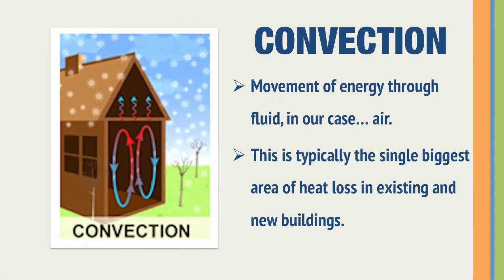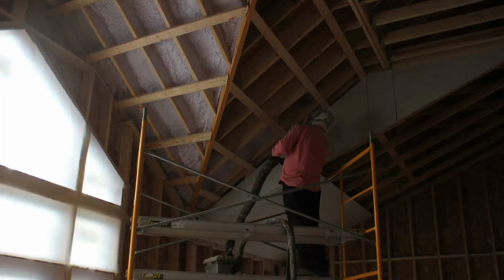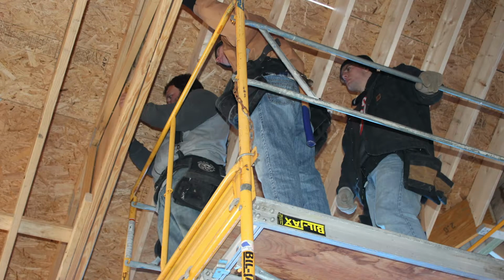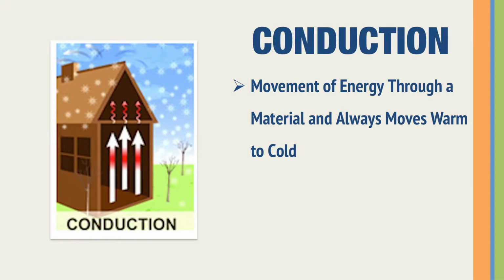Convection is the movement of energy through fluid. In our case, that would be air. A simple example is air that is heated inside the building that then proceeds to leak out of the building. This is typically the single biggest area of heat loss in existing and new buildings. Any place air moves into or out of the building will have a large effect on efficiency. This also holds true for exhaust fans, fireplace flues, etc. In designing and constructing the envelope, you want to pay very close attention to identify and minimize the convective pathways through the envelope. Conduction is the next to impact the building.